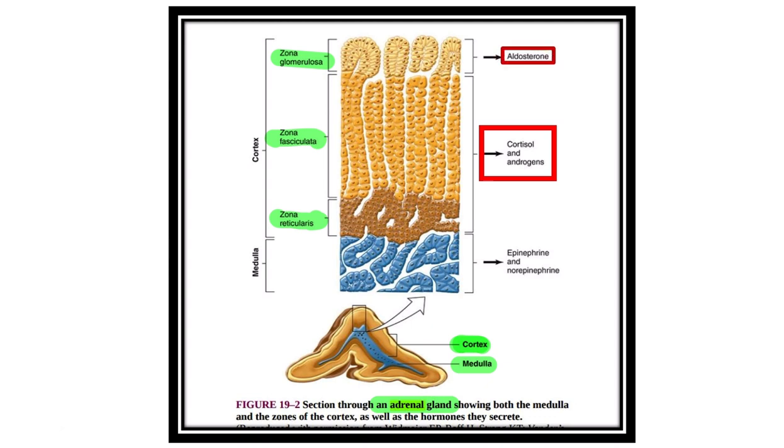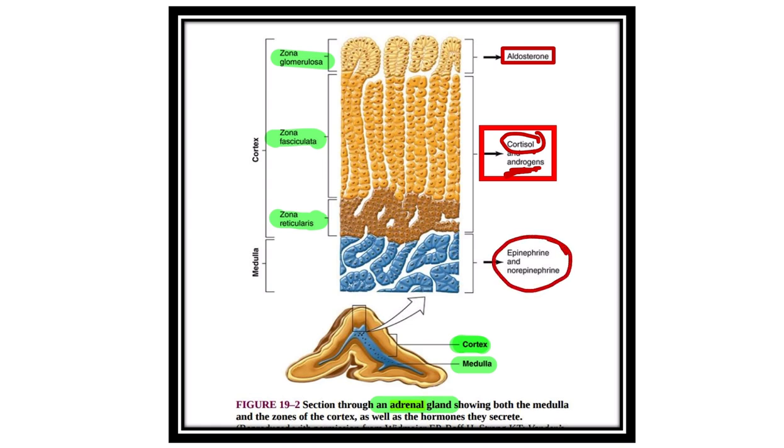Zona fasciculata releases cortisol and androgen. Actually, zona fasciculata and reticularis release cortisol and androgen. The zona fasciculata is responsible for release of cortisol, and zona reticularis is responsible for release of androgen hormone. And the adrenal medulla releases epinephrine and norepinephrine.